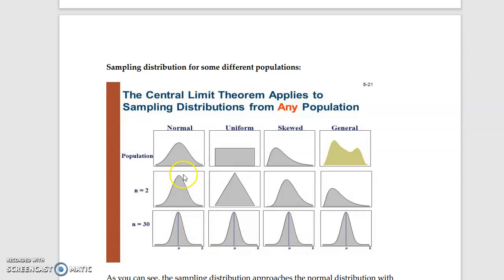In other words, regardless of whether we have a normal, a uniform, or a skewed distribution, once you get to a sample size of 30 or more, the sampling distributions should all look the same. They should have a bell-shaped distribution centered at the mean, and they should all look pretty much the same. So let's see what happens.